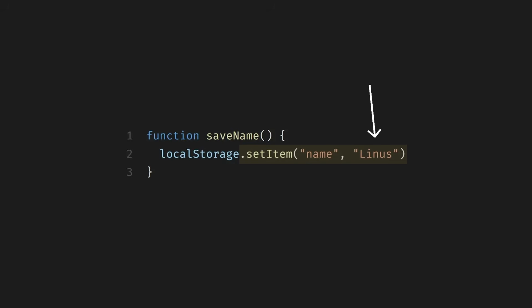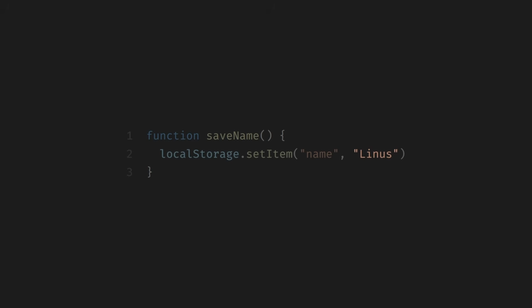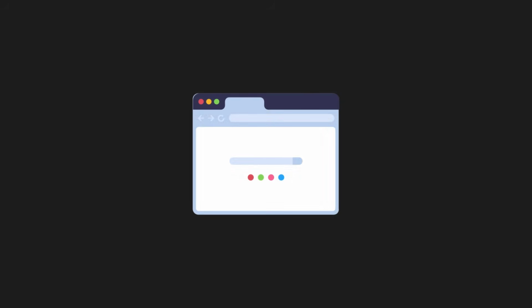The second one is the value, which is the actual data we want to store. Here, the value is Linus. So this line is telling the browser to save the value Linus and remember it under the label name so we can get it back later. Refresh the page, close the tab, open it again. The browser still knows the name.